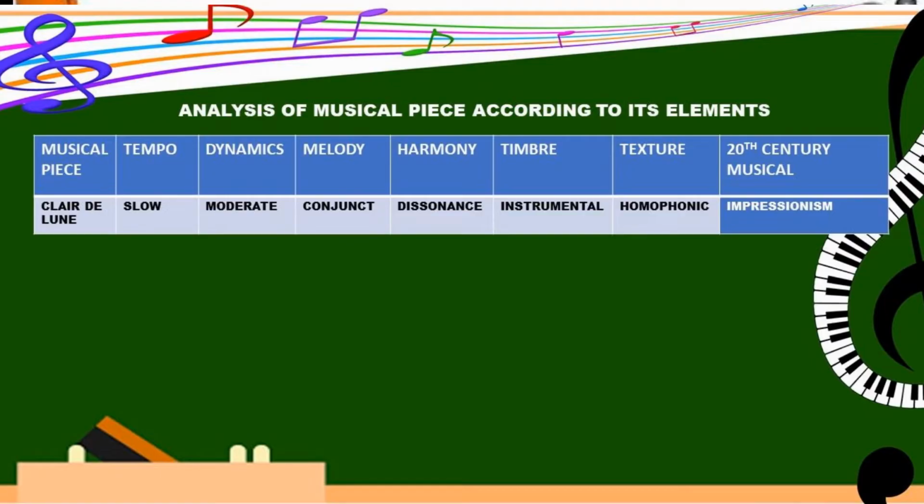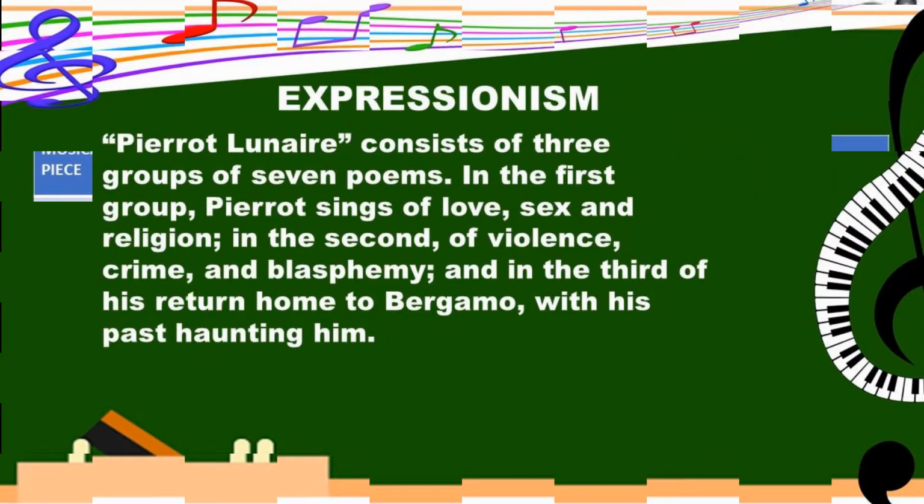Only a piano is used, therefore the timbre is instrumental. And since the musical piece uses a piano with chords and a melody, we can consider the texture of Clair de Lune to be homophonic. And the 20th century musical style is Impressionism.